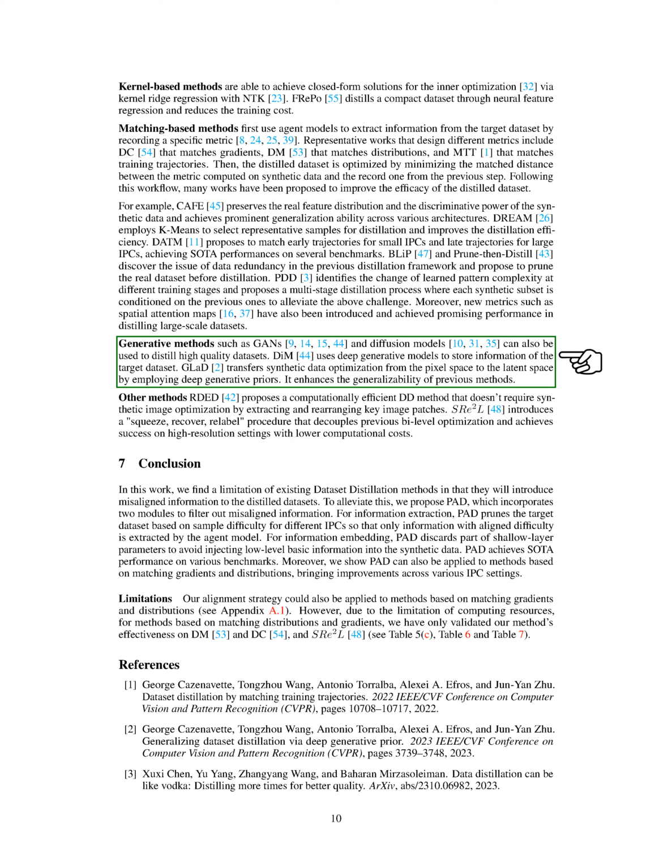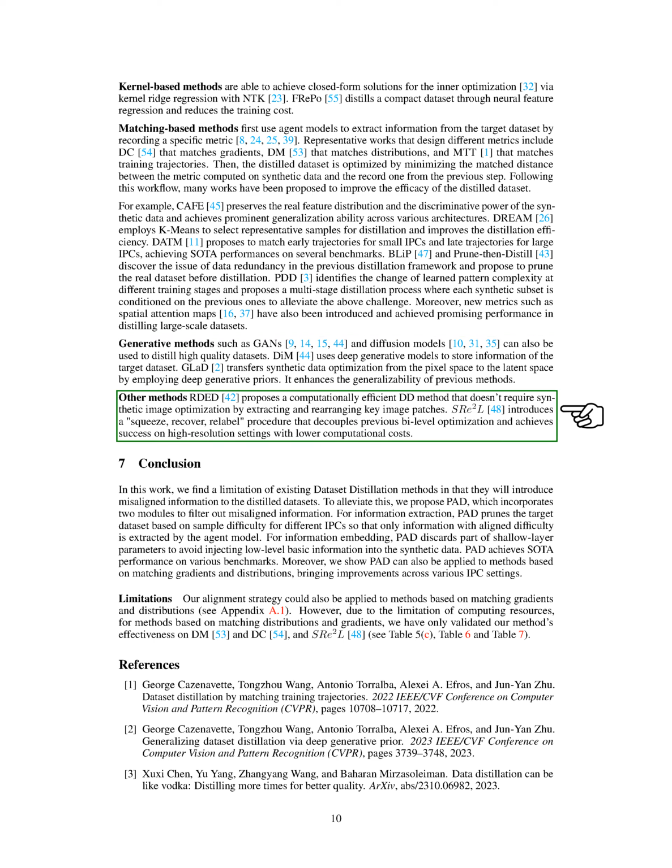Generative methods, including GANs and diffusion models, can also create high-quality datasets. DIM utilizes deep generative models to capture information from the target dataset, while GLAD shifts synthetic data optimization from pixel space to latent space, enhancing generalizability. Lastly, RDED offers a computationally efficient DD method that rearranges key image patches without needing synthetic image optimization, and SRE²L employs a squeeze, recover, relabel approach to simplify previous optimization processes, achieving success in high-resolution settings with reduced computational demands.